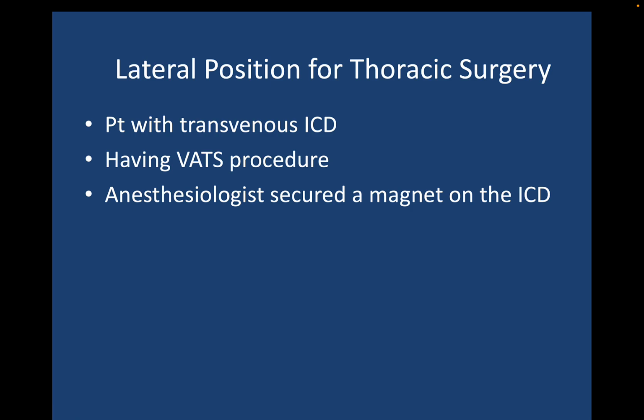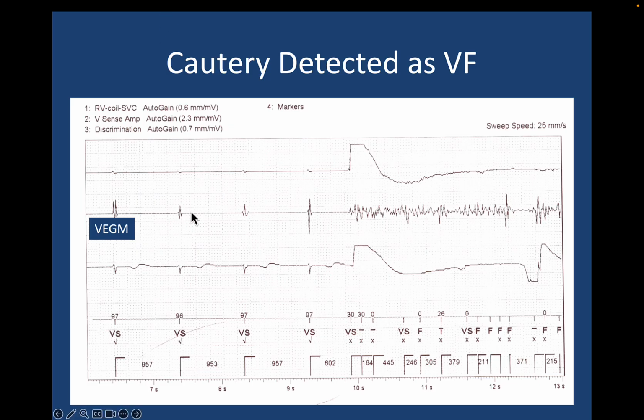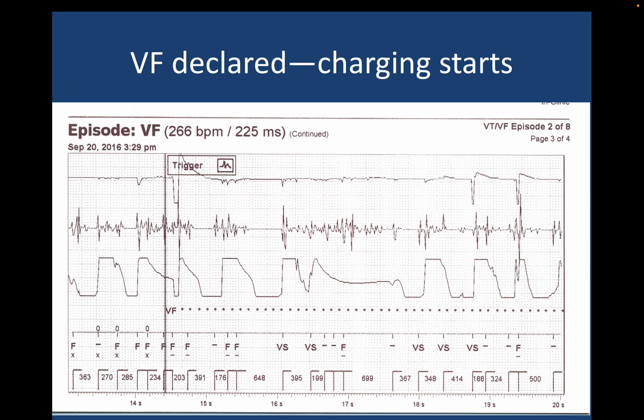Patient has a transvenous ICD, and the anesthesiologist put a magnet on the ICD hoping to suspend the anti-tachy therapy. During the procedure, here's the ventricular electrogram. You can see a lot of cautery starting right here. You see a lot of VF and F intervals on the bottom, on the marker channel. The next page, you see some more F intervals, and then finally VF is detected. The asterisks, again, indicate that the capacitor is starting to charge.